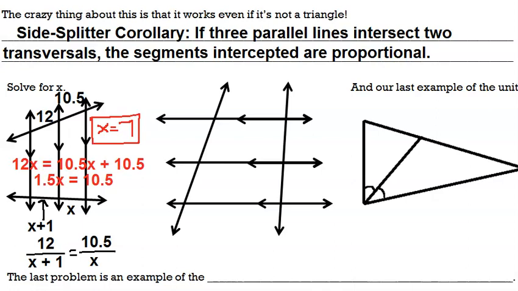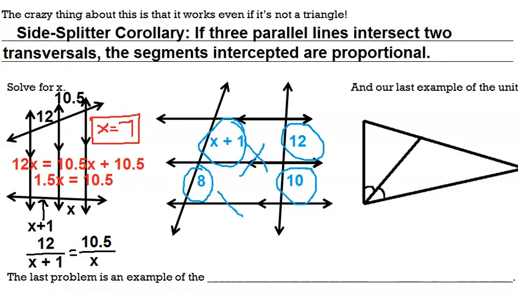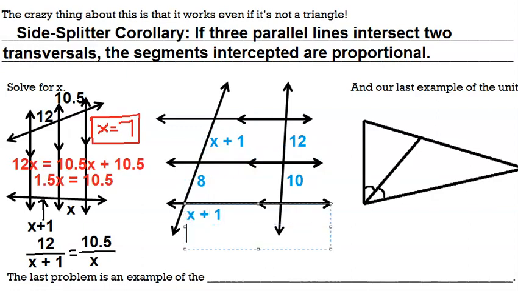All right, let's do one that doesn't come out pretty, maybe one that comes out to a decimal. So we're going to use X plus 1 here. We'll use 12 there. And then we'll go 8, and we will go 10. Now, once again, since we're going side to side and not using the middle, what we are doing is allowed. So we're going to follow through and get it done. X plus 1 over 8 equals 12 over 10.